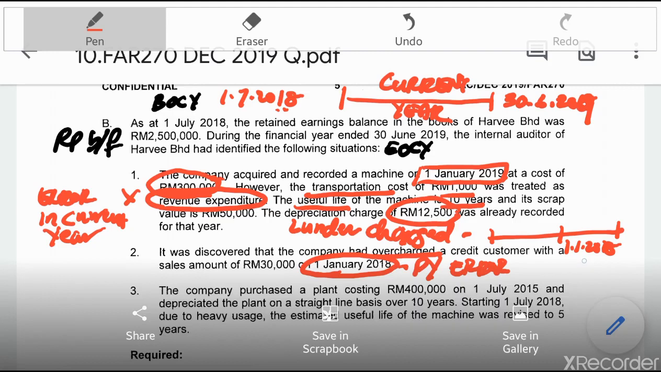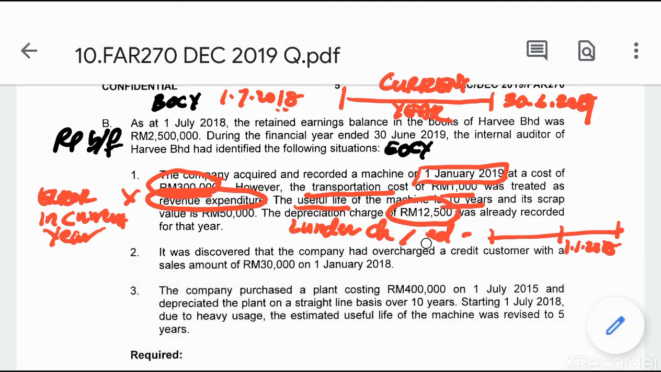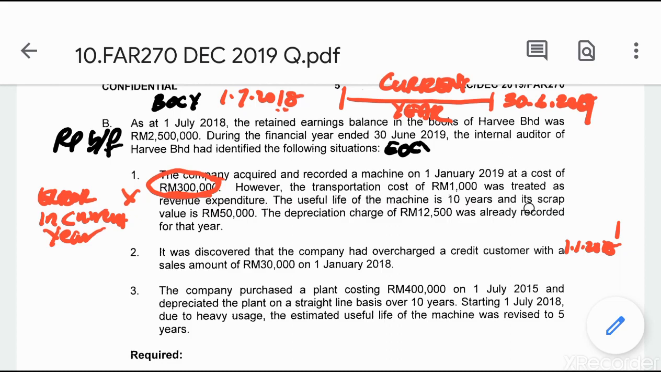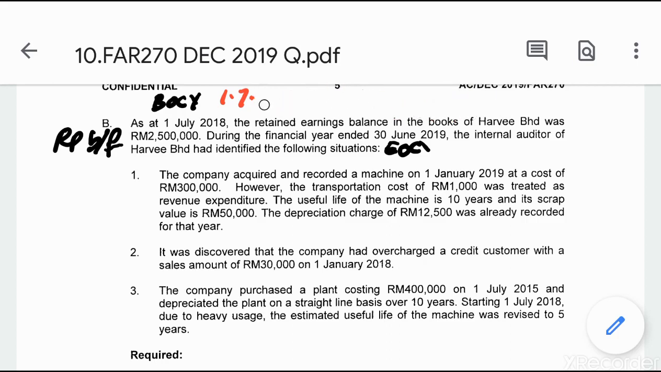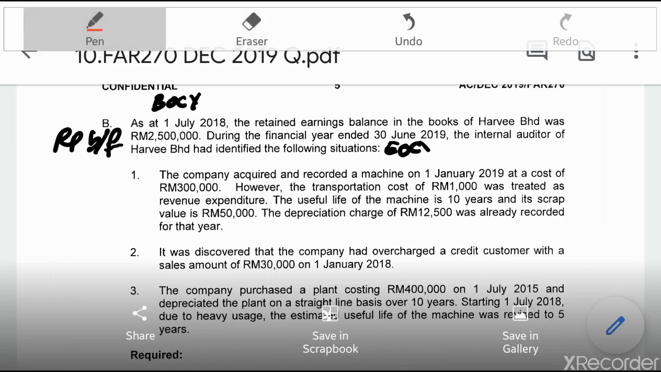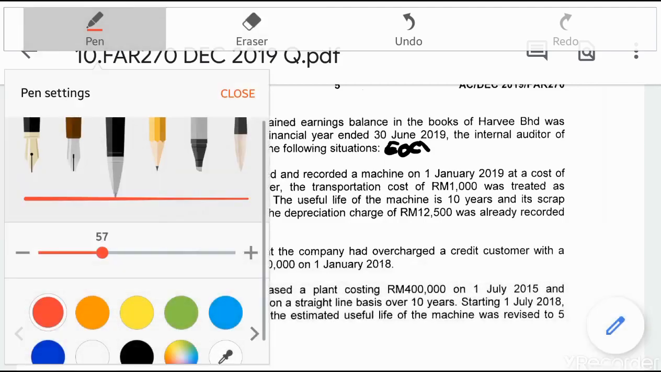Next, the company purchased a plant costing 400,000 on 1st of July 2015. So I erase all this. I'm using red just now because those are about errors. When there is an error, we normally mark it in red, which is alarming, right? So we'll be doing that.